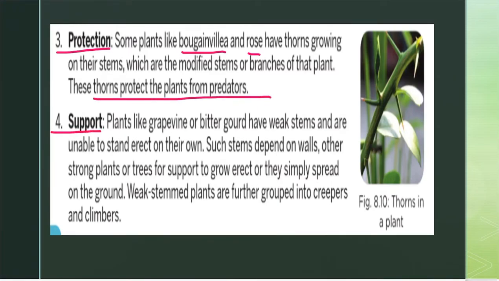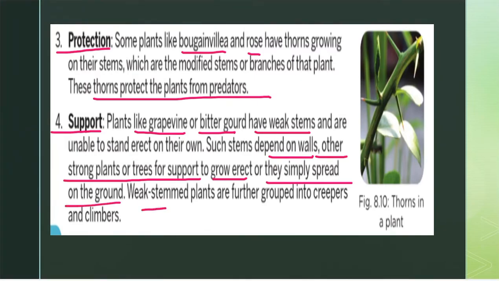Fourth one, let us move on to support. Now plants like grapevine or bitter gourd have weak stems. So they have weak stems and that is why they cannot stand on their own. Such stems depend on walls or other strong plants or trees for support to grow erect or simply spread on the ground.